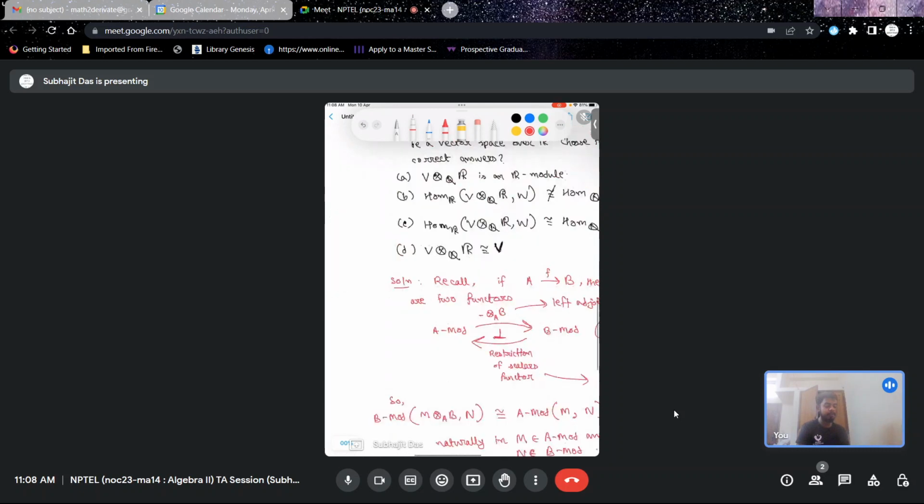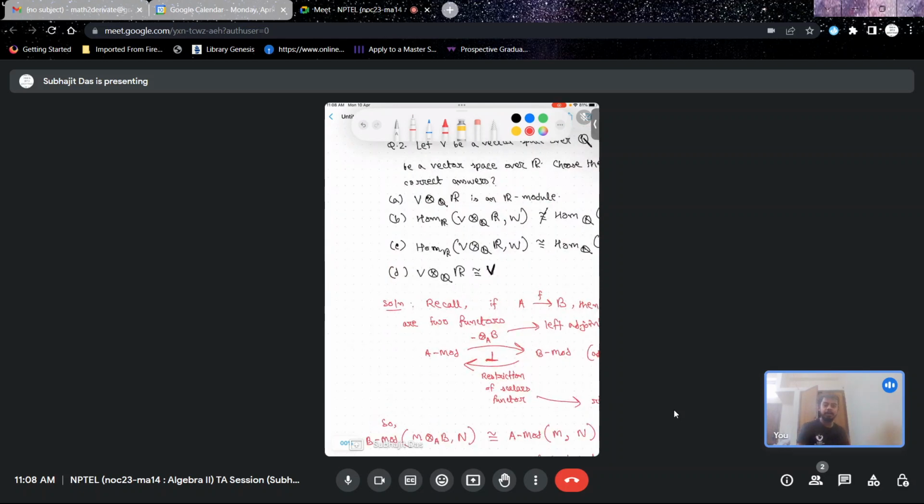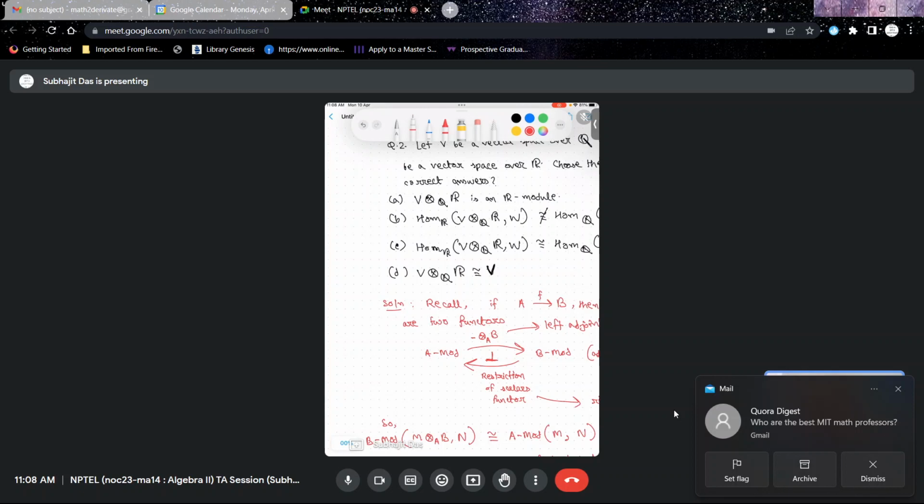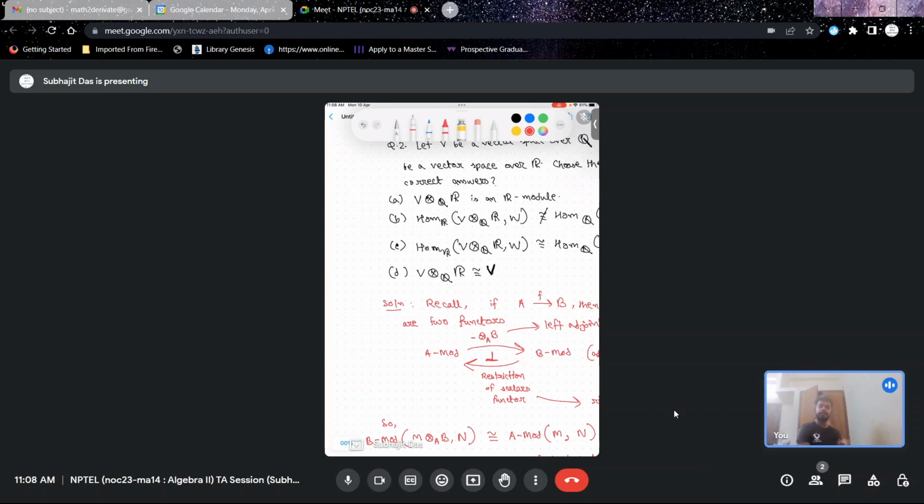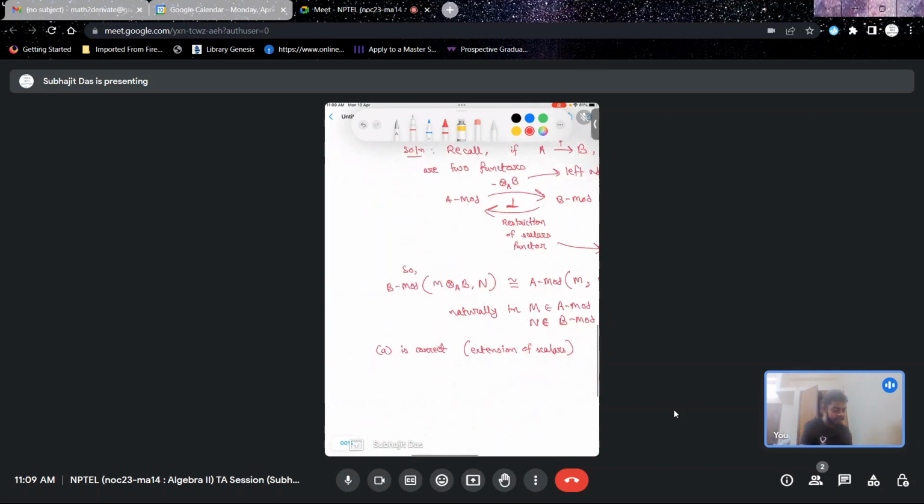How will you put the R module structure on the tensor product V tensored over Q with R? You just take an arbitrary element in V tensored over Q with R, and an arbitrary scalar in R, and you multiply. Let's say you have taken an elementary tensor x tensor y in the tensor product, and suppose you have taken some real number r. Then x tensor y dot r will be defined to be x tensor yr. This is your R module structure. So A is correct.